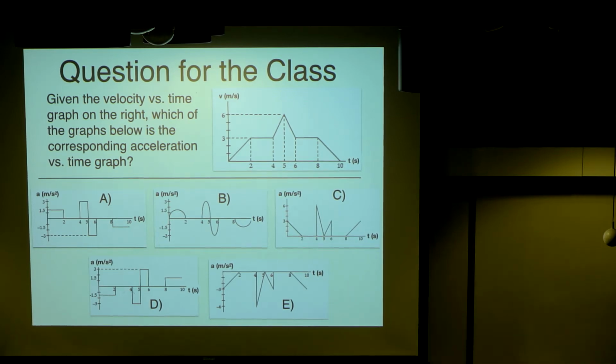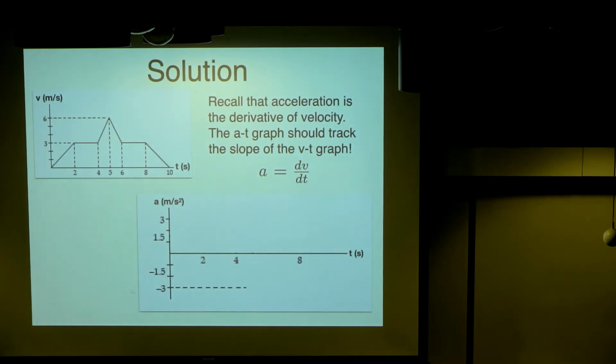So you have to vote, okay? Who says it's A? Okay, who says it's B? Couple for B. C? D? E? So it looks like most of you got it. It is in fact A. Let me explain how I think about this, okay?